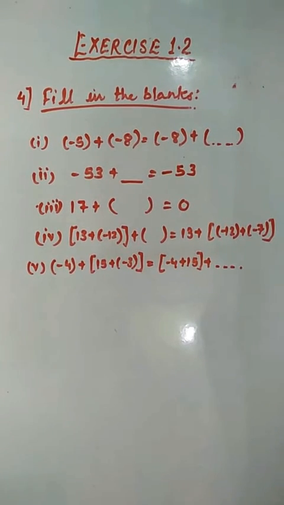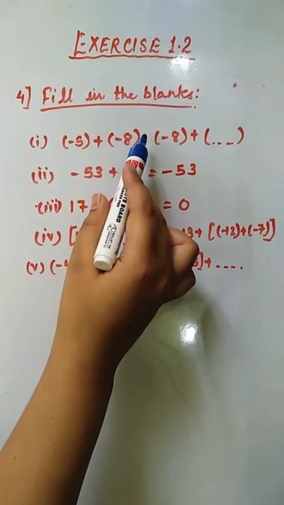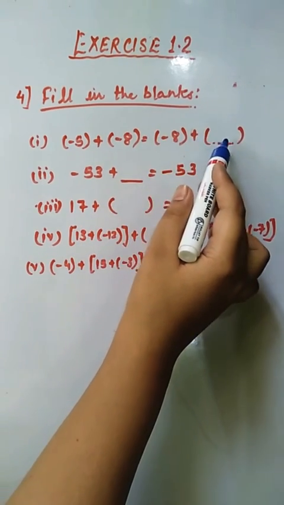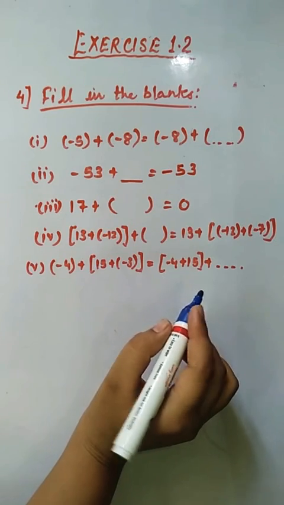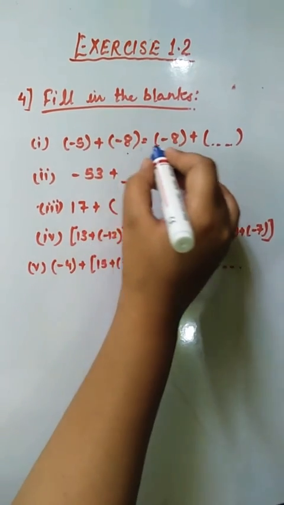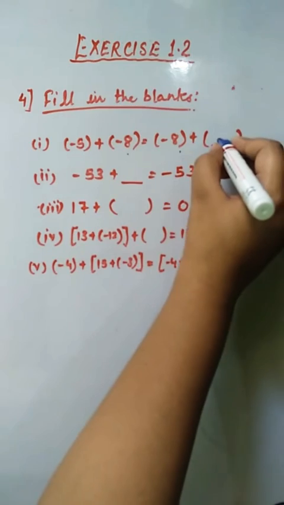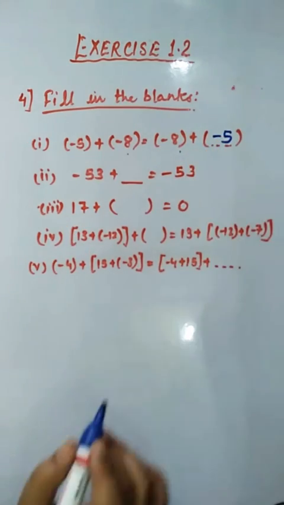Now come to the last question of the exercise. It is given, fill in the blanks. Now if you see, it is given -5 plus -8 is equal to -8 plus dash. So what will you write here? Which property are we using? Commutative property. A plus B is equal to B plus A. So the answer will be -5.